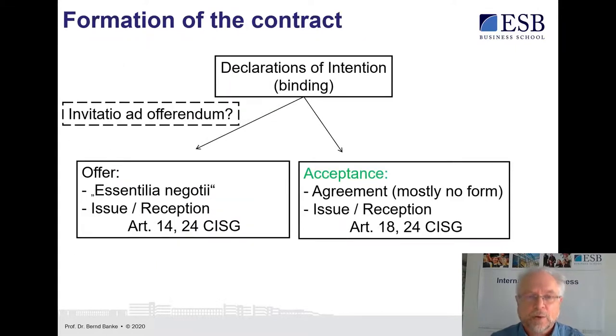Okay, good. So we definitely have an offer. It is valid, and it reached the offeree. That's fine. Now, the second question: for a contract, we don't only need an offer, but we also need an acceptance. And the acceptance, that's Article 18.